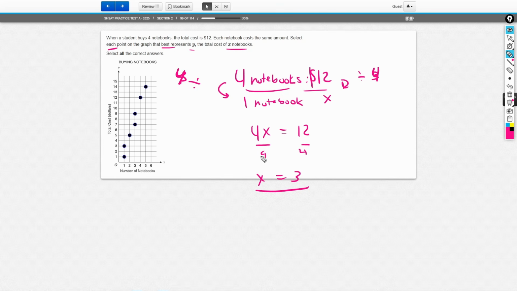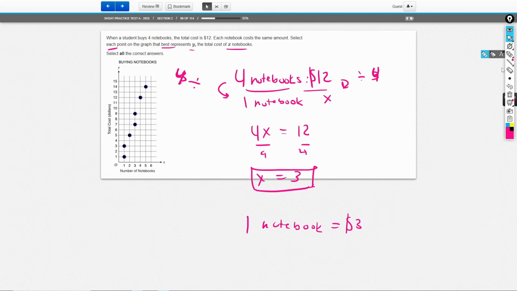Anyways, so x has to equal 3, right? That means that 1 notebook has to equal $3. So if I look at this graph, right, I'm supposed to click on the points that are correct. So this point right here, it says that when I have 1 notebook, the total cost is $1. Is that true? No.